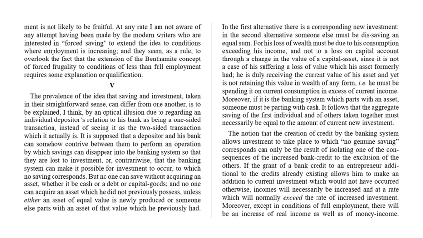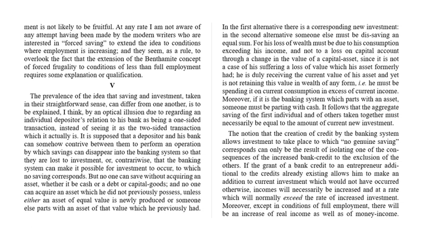The notion that the creation of credit by the banking system allows investment to take place to which no genuine saving corresponds can only be the result of isolating one of the consequences of the increased bank credit to the exclusion of the others. If the grant of a bank credit to an entrepreneur, additional to the credits already existing, allows him to make an addition to current investment, which would not have occurred otherwise, incomes will necessarily be increased, and at a rate which will normally exceed the rate of increased investment.